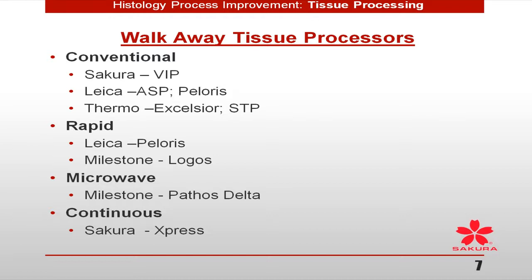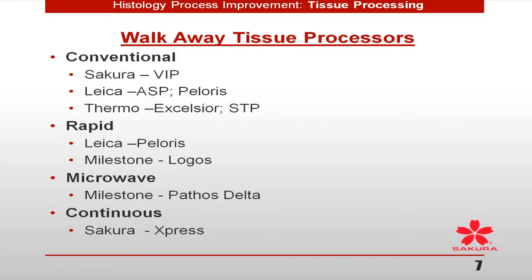So the most popular, in my estimation, is the Sakura VIP, from God knows what number you have all the way up to the 6. You've got the Leica ASP. There's a couple of varieties out there, including their new one, the Polaris, and that's very popular to use in rapid processing, but that's a conventional processor that's been adapted to rapid. And then you have the Thermo Excelsiors and STP. So again, you need to understand what's out there. You understand what they were designed for and what you're going to use them for.